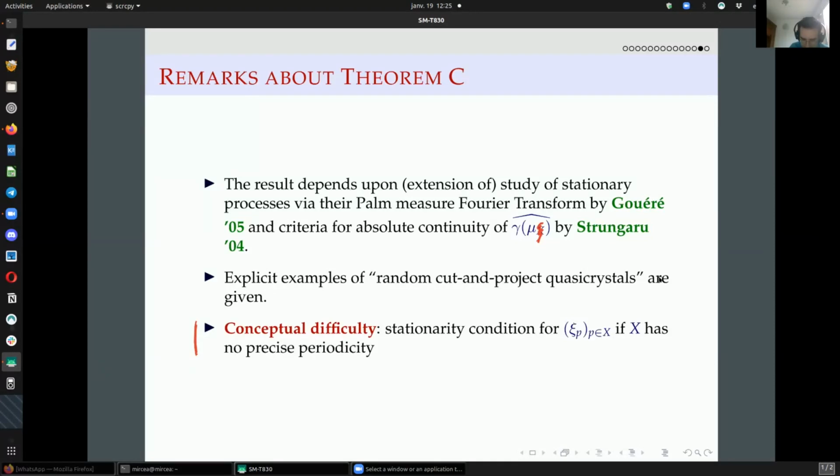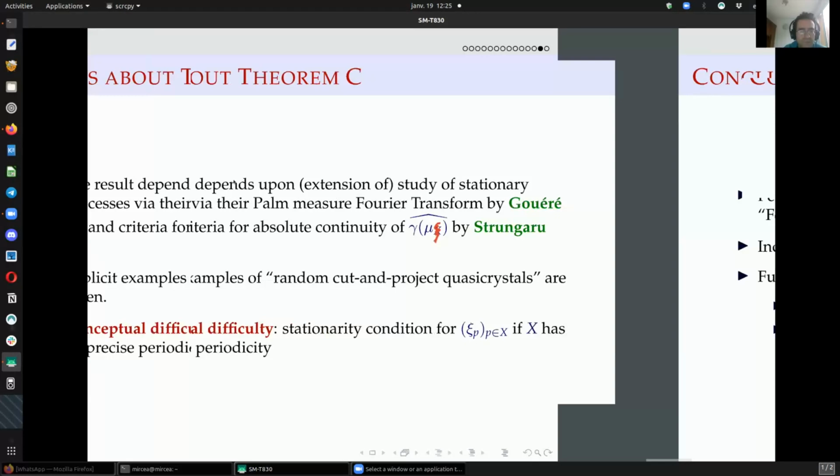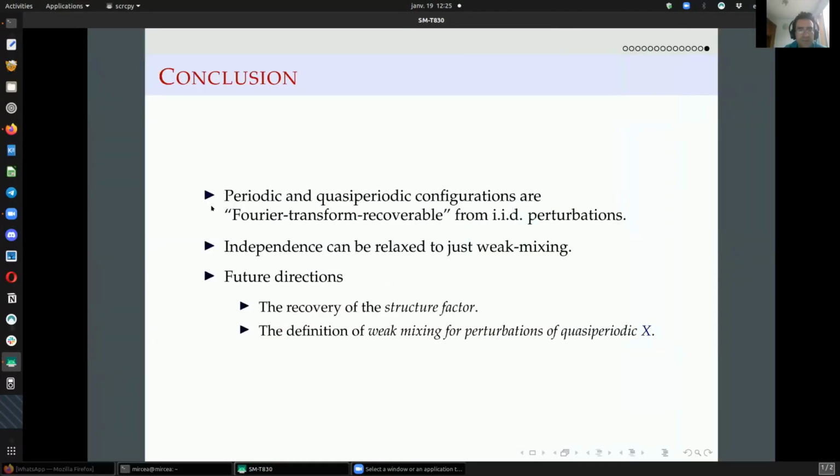Anyway, so that's all. Here I have a summary, which is saying that I have periodic and quasi-periodic configurations. They can be perturbed under IID perturbations. Otherwise, if I don't want IID, I have to put weak mixing conditions. And there is the problem with the structure factor and how to define weak mixing under quasi-periodicity.